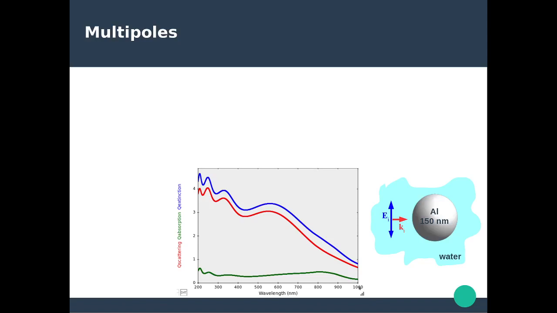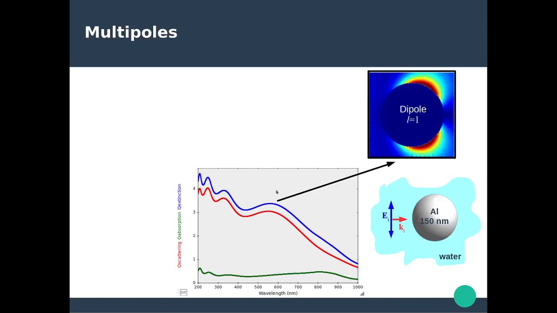So what do we get? If you look at what this resonance is, basically when you excite the nanoparticle at this particular resonance, then you generate a local electric field around the nanoparticle that distributes this way.